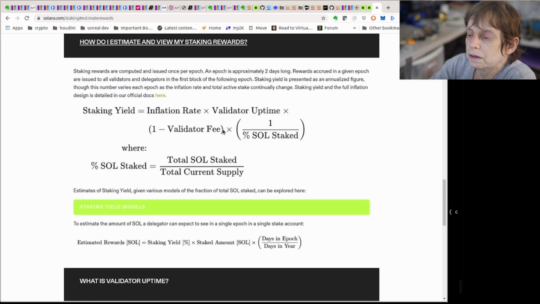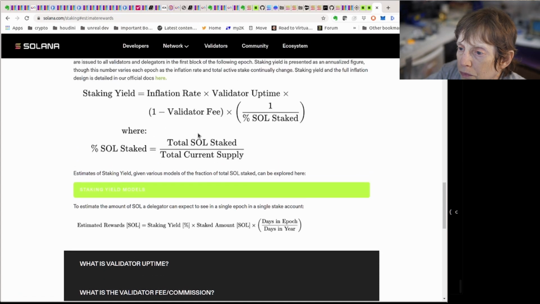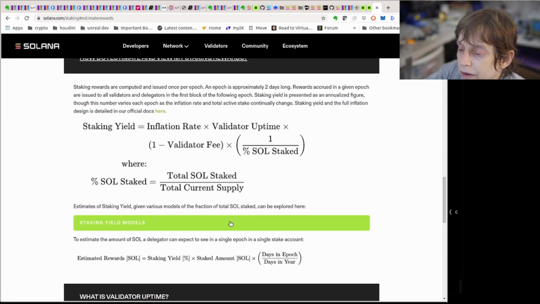And this shows here the staking yield, how much money you make. It is a function of the inflation rate, the validator uptime, times 1 minus the validator fee, times 1 over the percentage of SOL staked. SOL staked is total SOL staked versus current supply. And the delegator makes money by this formula here. So that is how your yield is calculated.